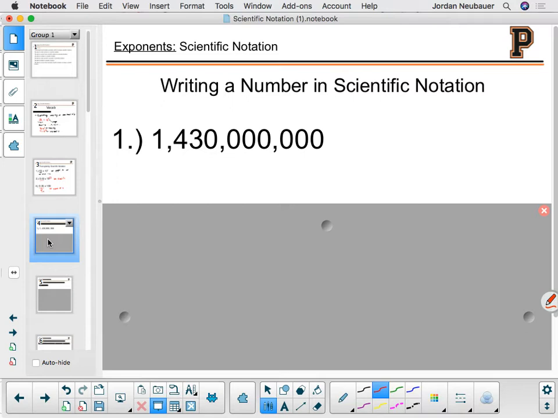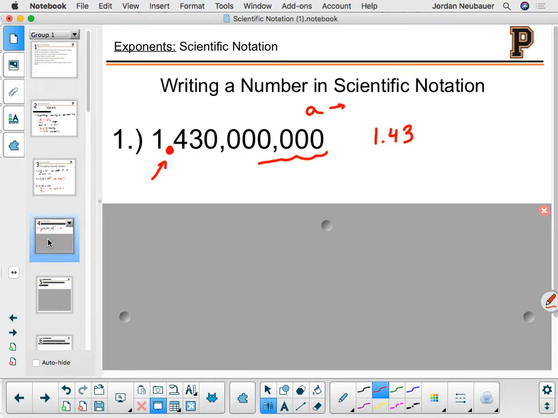First thing we do is identify our base number, all right? We identify A. And A, as I said, is a number that's between 1 and 10 that you kind of see within the number. So when I look at this, I start moving my decimal point, and I see that if I place my decimal right here in that spot, my base number could be 1.43. It's a number between 1 and 10.